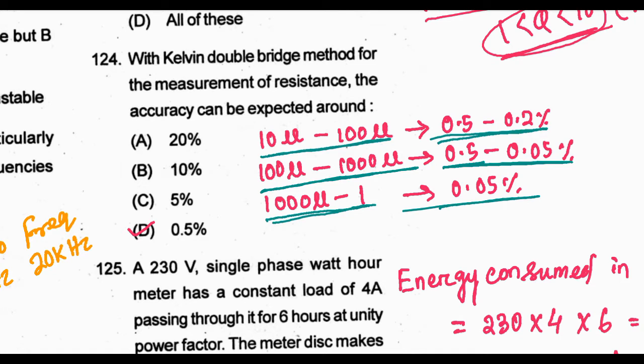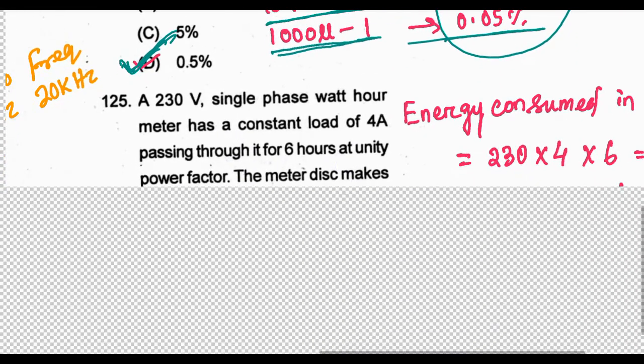So from the options, only option D satisfies these values, because in every part of the measurement we can see that the accuracy is below or equal to 0.5%. So we can say that 0.5% is the actual answer for this question. Next question is 125.